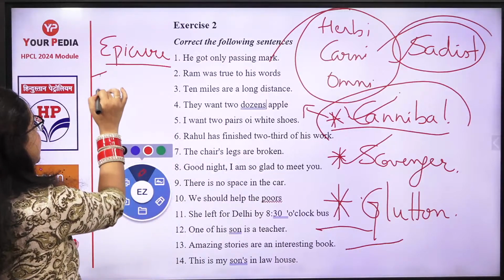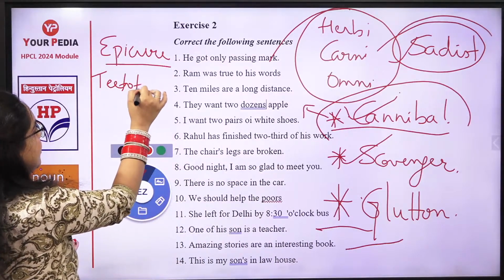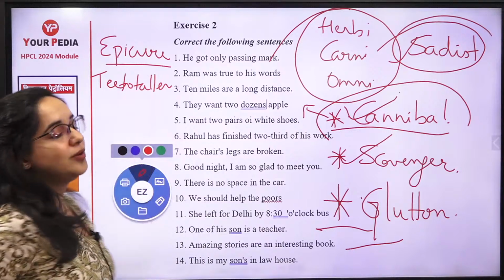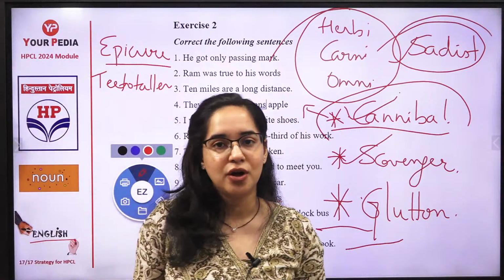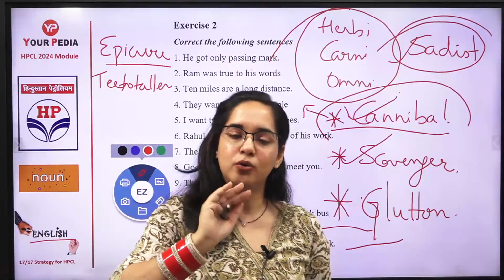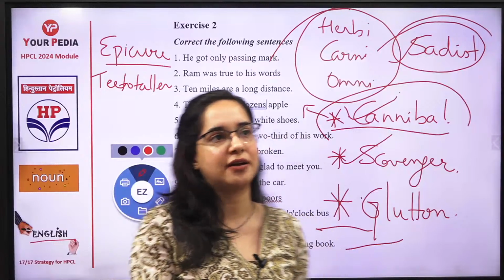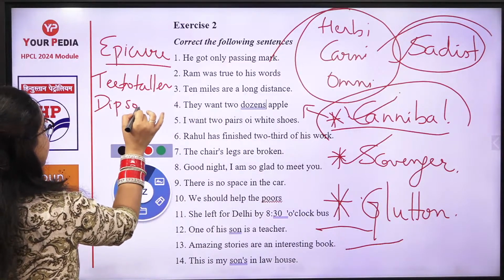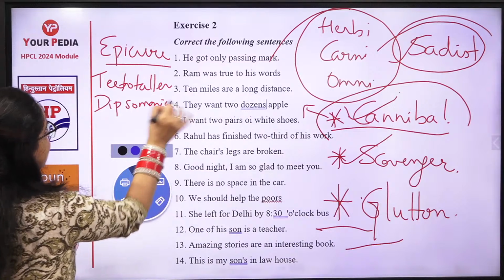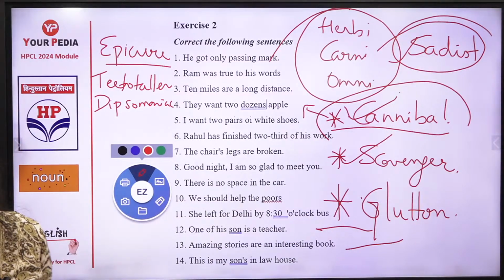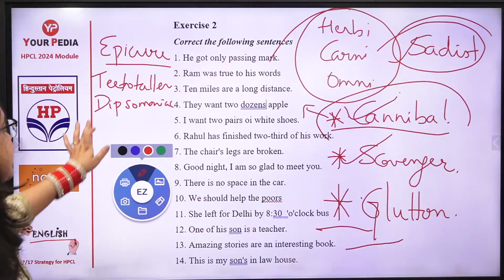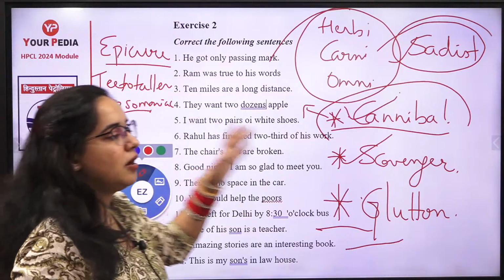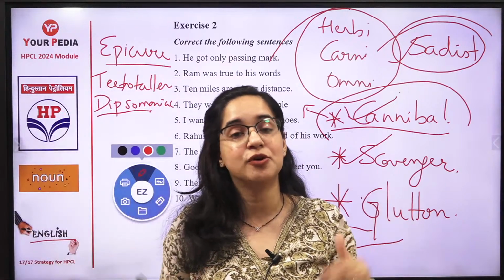What is the meaning of teetotaler? Teetotaler is a person who does not drink at all, who abstains from drinking. Then is dipsomaniac. Dipsomaniac is the one who is too much into drinking, right? So it is a person who drinks, who is an alcoholic, that is dipsomaniac.